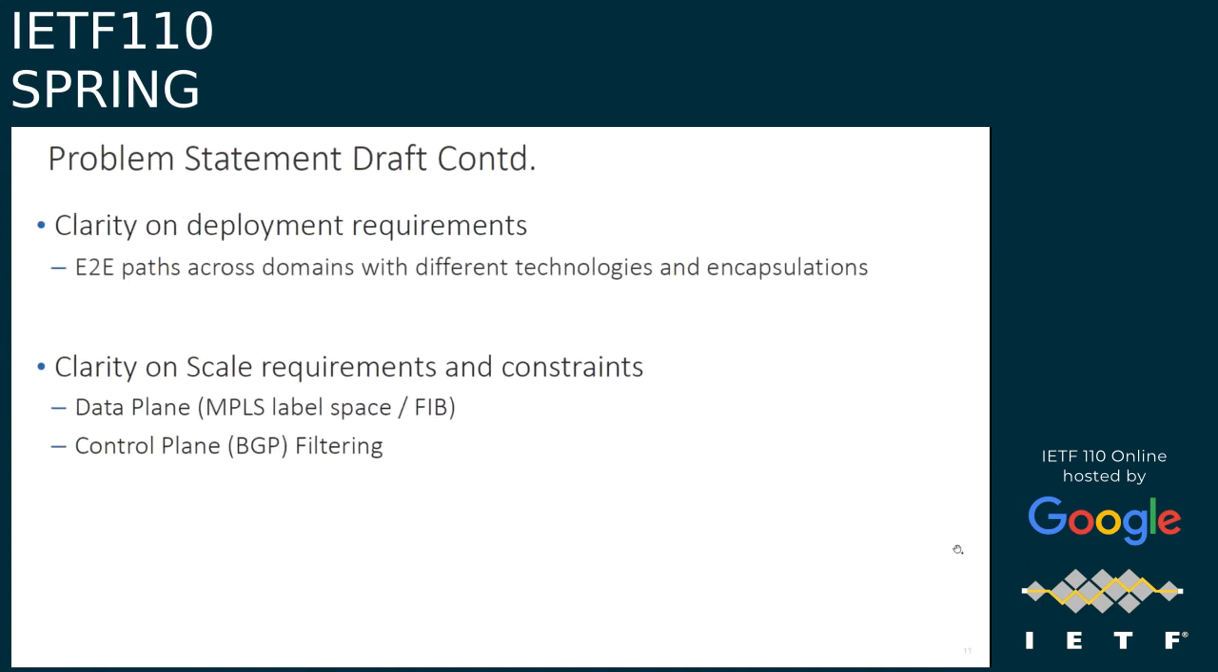There are a number of deployment requirements, but a key one is the setting up of paths across heterogeneous domains, where there's different technologies and encapsulations being used. Then the most significant one is the impact of scale on the solution, both on the data plane, especially where MPLS is used, as well as on the BGP control plane. So we clarify these aspects in the draft. Next slide, please.